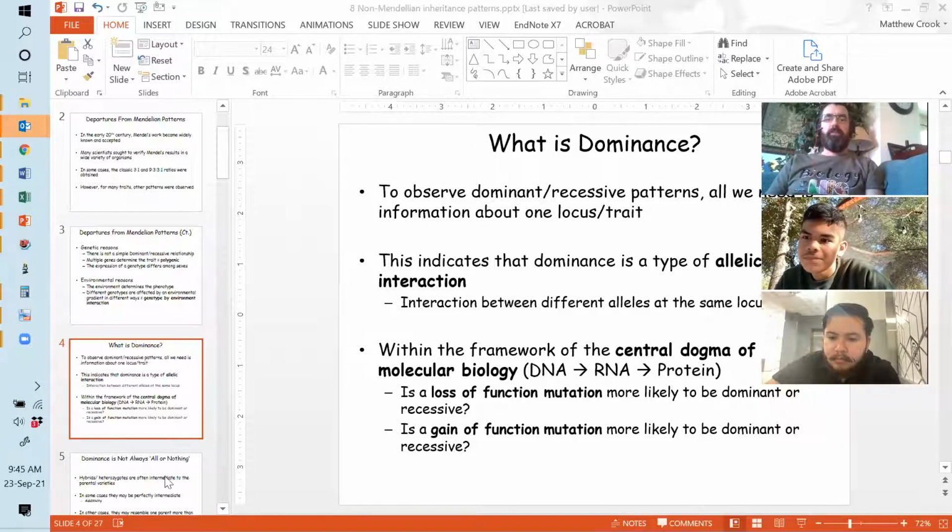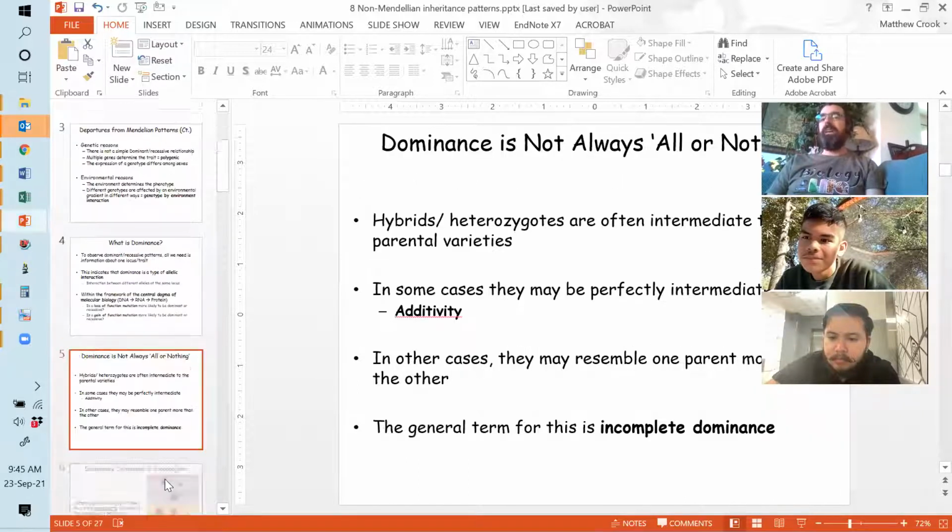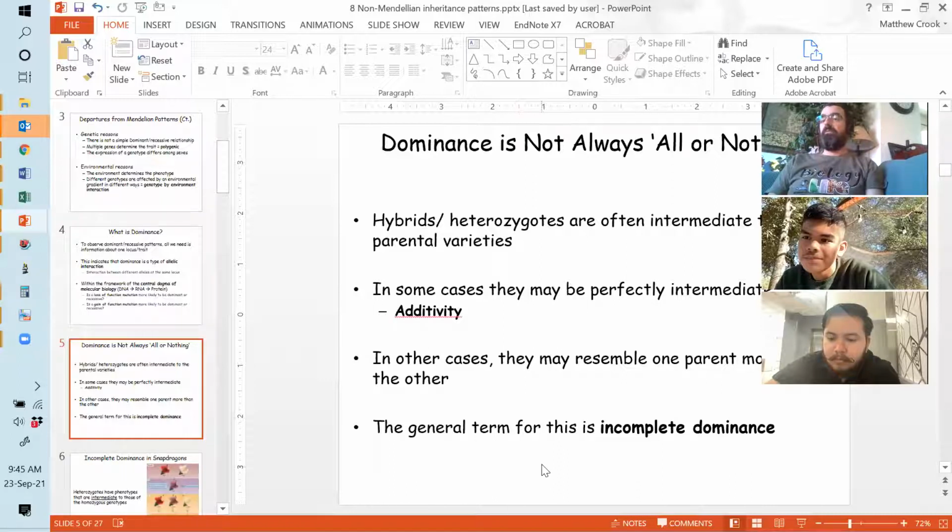Also, this depends on scale, right? And dominance isn't always complete. Now, the only examples I've ever found of this, and trust me, I've spent a lot of time looking for other examples of incomplete dominance that aren't snapdragons, right? This is like a personal crusade, I guess one could say. And I haven't found very many.